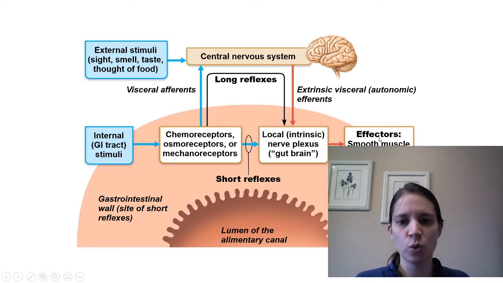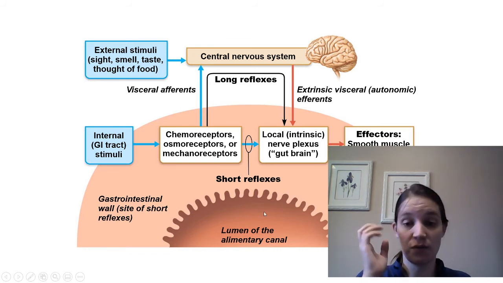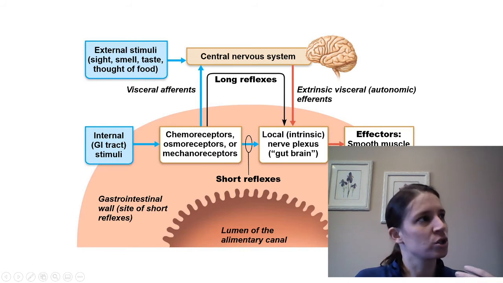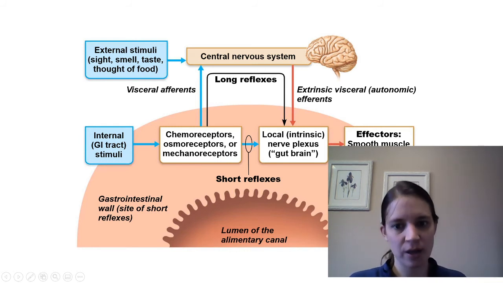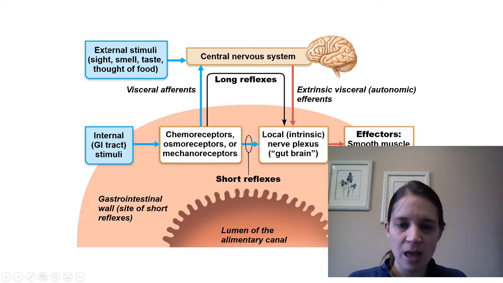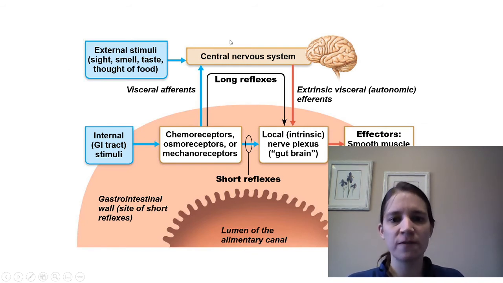And they're going to be telling the smooth muscles and the glands of the GI system what to do, right? So secrete more, stop secreting something, contract more, stop contracting, that kind of thing. External stimuli are going to feed into this via the central nervous system through the long reflexes. And information here is also going to the central nervous system. The central nervous system gets to know what's going on in the GI tract.